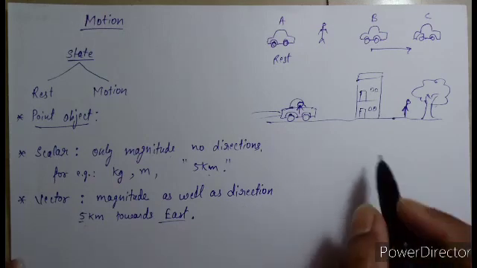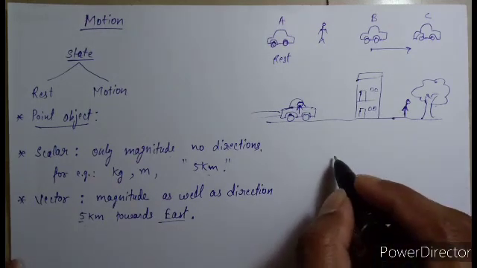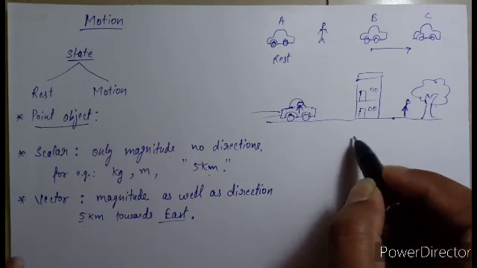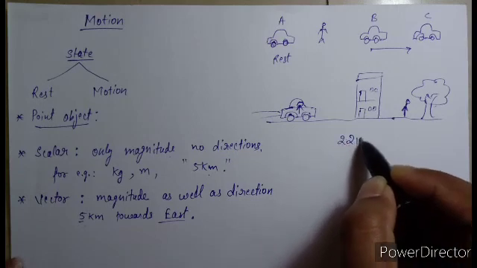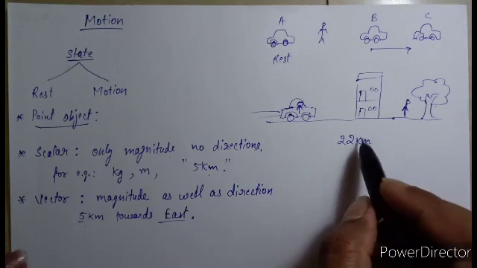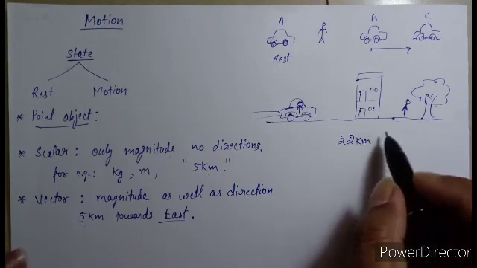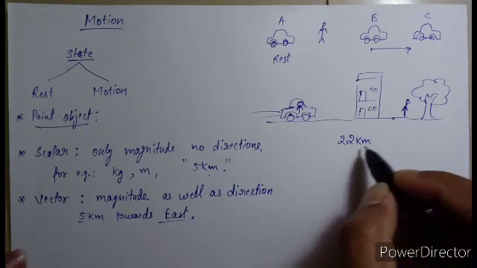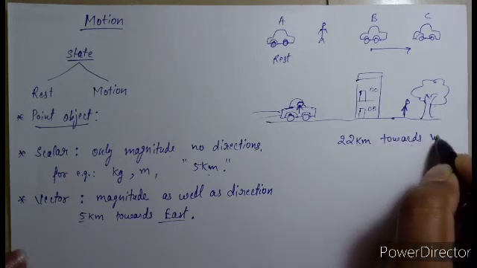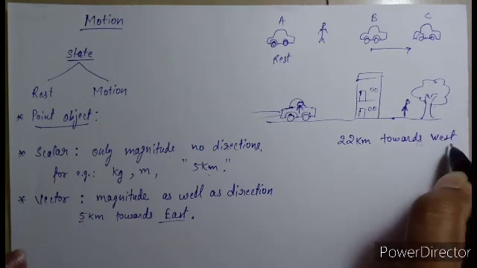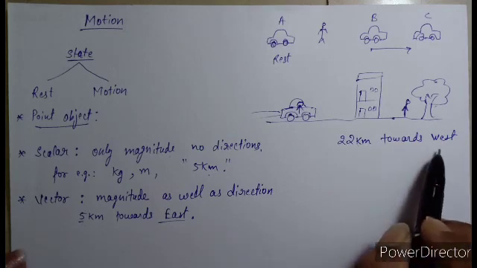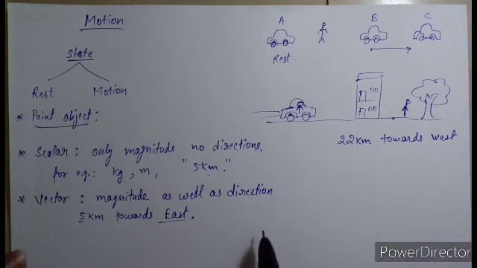For example, if someone asks me the way to Bhilai, and I say just 22 kilometers from Raipur, they could reach anywhere. But if I give the direction as well, like 22 kilometers towards west, then if they start from Raipur and travel 22 kilometers towards west, they will definitely reach their destination.